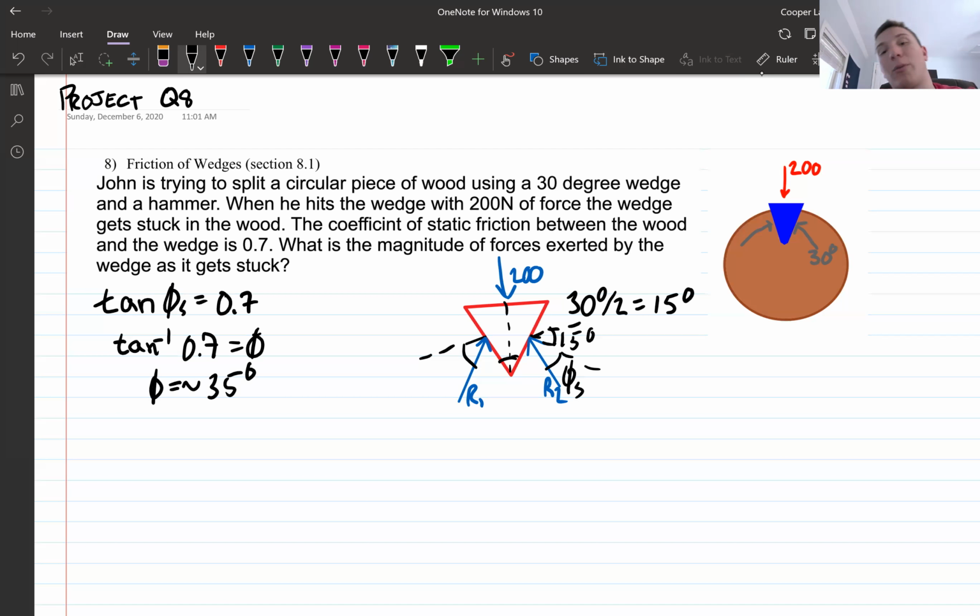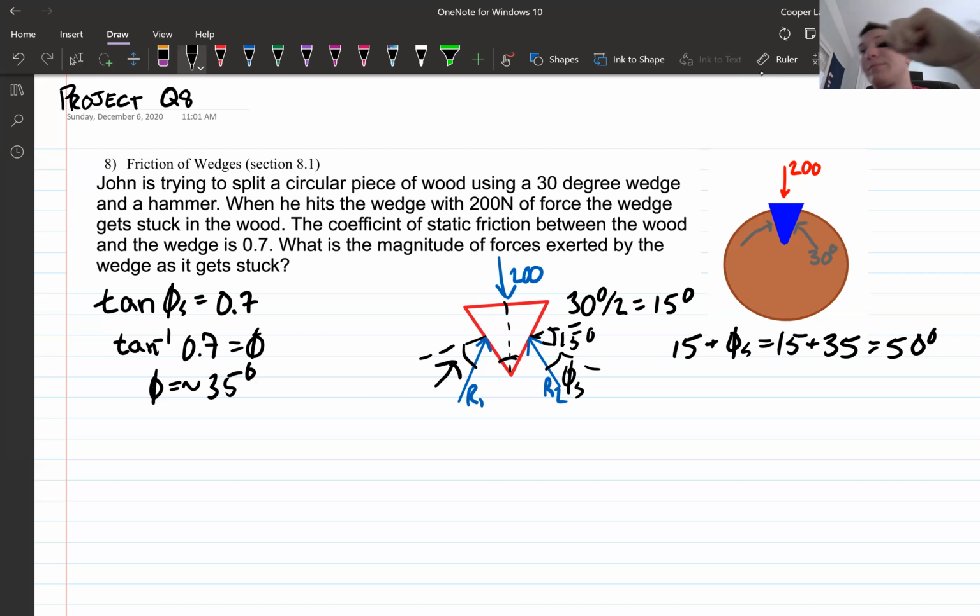So now we're going to solve for this angle right here. We know that angle is going to be 15 plus phi sub s, so this equals 15 plus 35. When I add those two values up, I get 50 degrees. So now we're going to work on creating our force triangle.